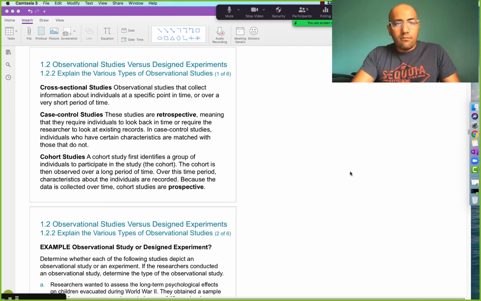Okay, so more fun with chapter one on defining some of these things. We left off with cross-sectional studies, case control studies, cohort studies, right? So we're looking at observational studies versus designed experiments.